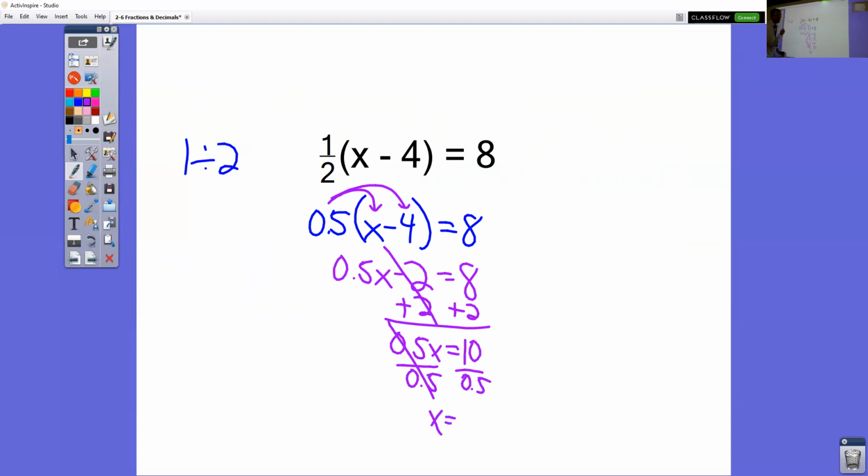Always do top divided by bottom. 10 divided by 0.5 gives you 20. Be very careful. 10 divided by 0.5, top divided by bottom.